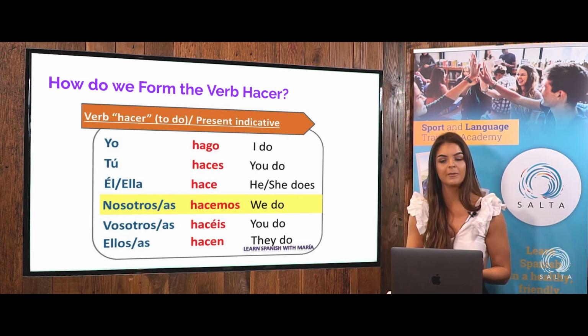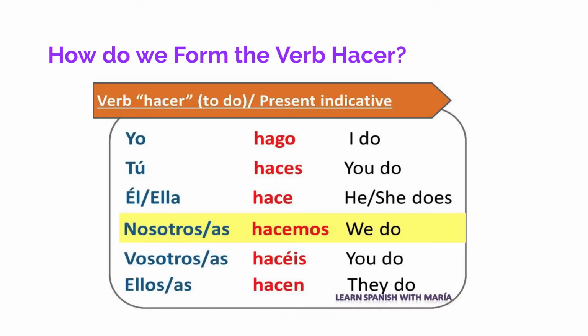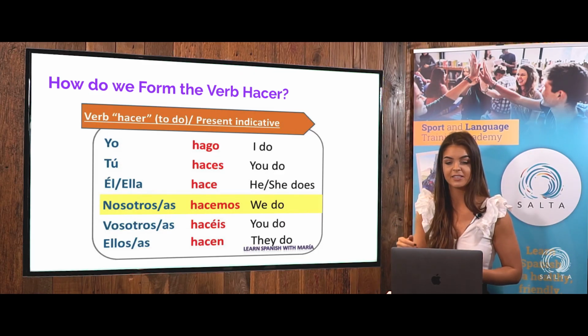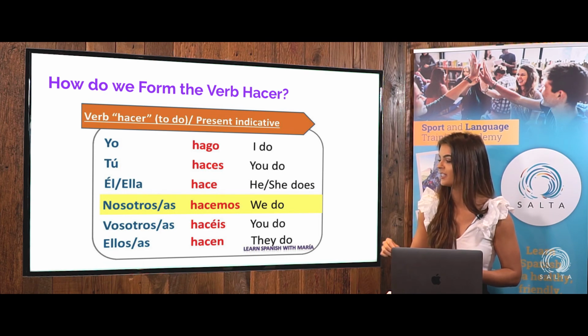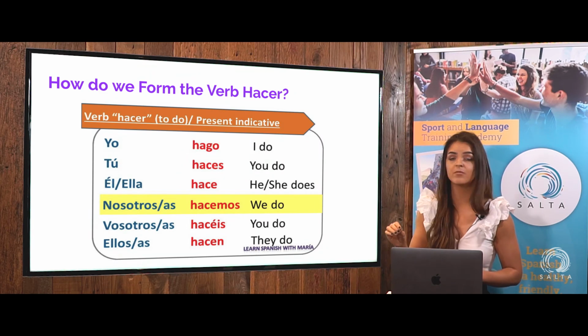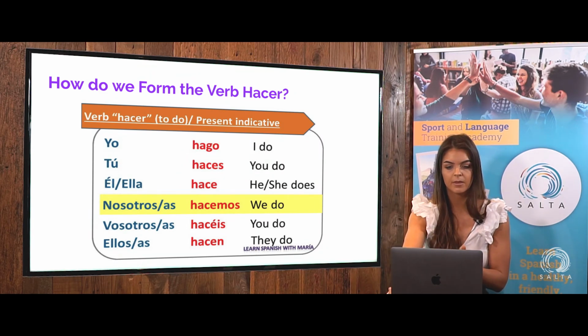So how do we form the verb hacer? The present indicative, don't be worrying about that word indicative, we're just focusing on the word present, the present tense. Hago is the only irregular conjugation. Haces, hace, hacemos, hacéis, hacen. So yeah, it is irregular, but not that much. If you just remember that the letter G is in the first conjugation, you're going to be fine.